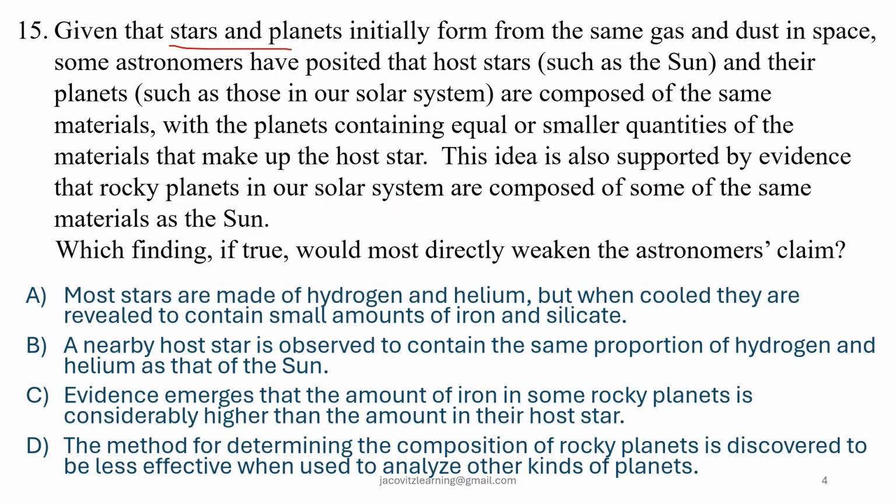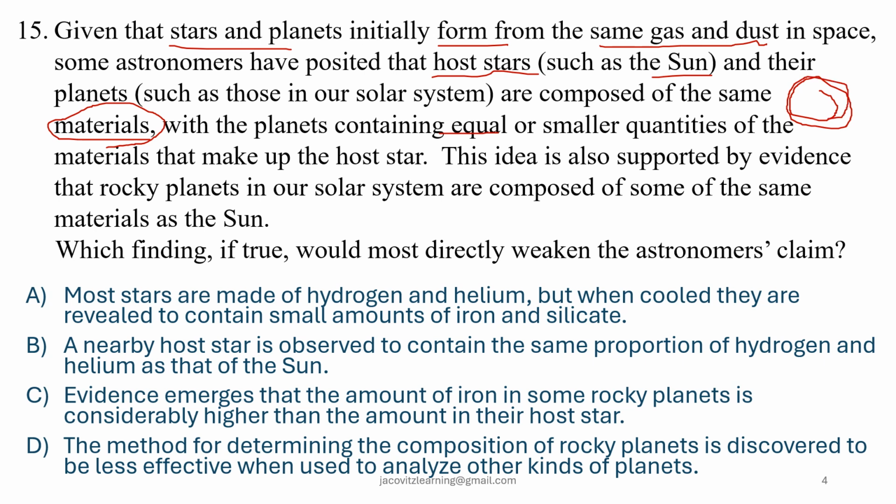Okay, so let's start reading here. Given that stars and planets initially form from the same gas and dust in space, some astronomers have posited that host stars, such as the Sun, and their planets, such as those in our solar system, are composed of the same materials, with the planets containing equal or smaller quantities of the materials that make up the host star. The idea is also supported by evidence that rocky planets in our solar system are composed of some of the same materials as the Sun. So this argument is going around in a circle, like a lot of them are.